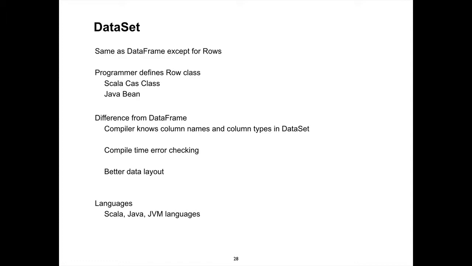Basically, you have to use a JVM language to use a data set. It's not available from Python. It's not available from R. Why? Well, because you need the data types at compile time, right? And Python doesn't have type annotations. Neither does R. So there's no way to do it. So you don't get to use a data set.